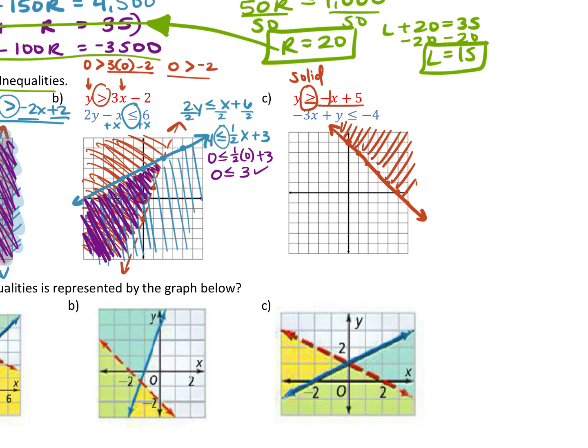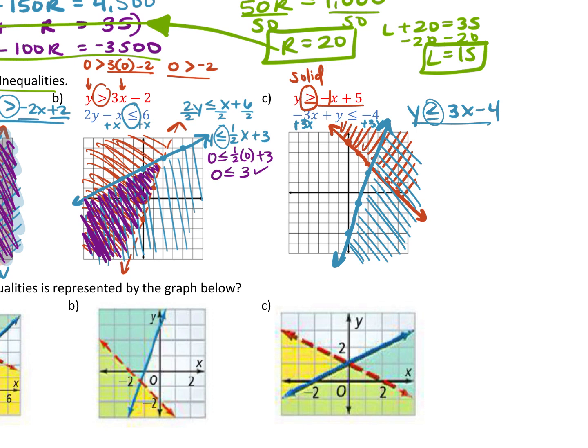And then your other one, you're going to add 3x to both sides to isolate the y. So y is less than or equal to 3x minus 4. So we're going to go down 4: 1, 2, 3, 4. And then a slope of 3: 1, 2, 3 over 1. This is going to be solid again. Okay, and y is less than or equal to that. So you want to go below the line, which is technically going to be this way.